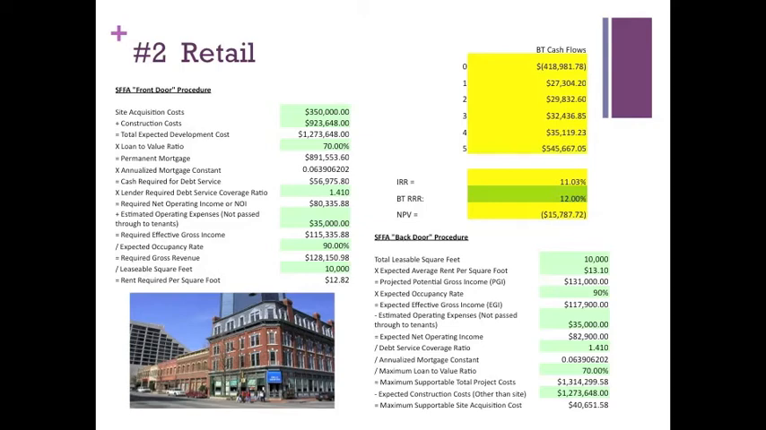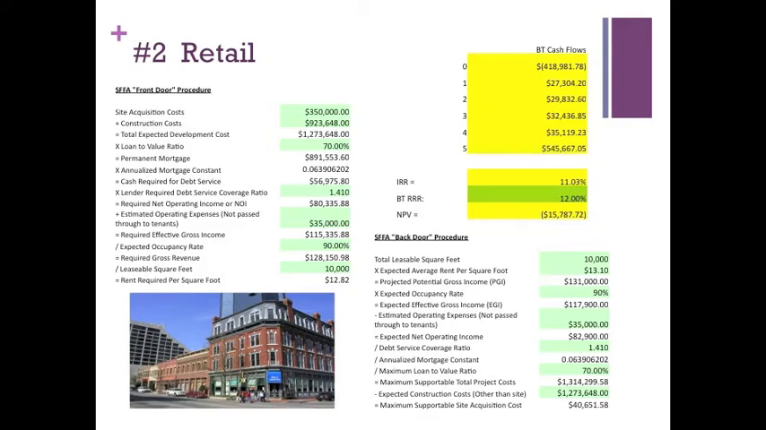If we do a backdoor analysis on the SFA, you'll notice that the maximum supported site acquisition cost is only $40,000. Unfortunately, on the land comps that I pulled, I didn't see anything that was that low, and so there'd have to be some other type of situation worked out. Maybe there's a piece of land out there that I didn't pull that maybe is available for a ground lease, that maybe a person who wanted to go into retail could do it without the acquisition costs of that land.